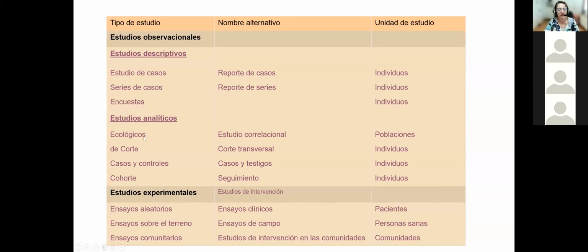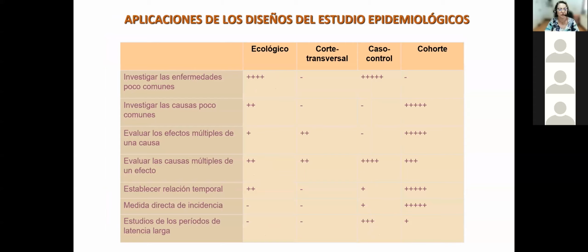The examples of observational studies: we have the descriptive and analytical studies, the ecological, cohort, and case-control studies. And the experimental ones: we have the clinical trials, the field trials, and the community intervention studies. In community trials, we have different ways of doing this approach, and we have other names for this type of study. And we also have a series of advantages and disadvantages of each one of these studies.